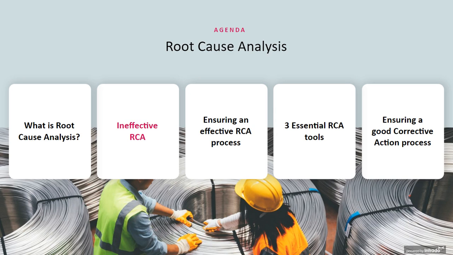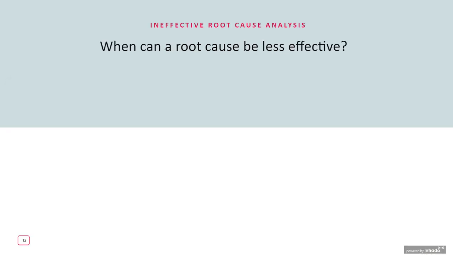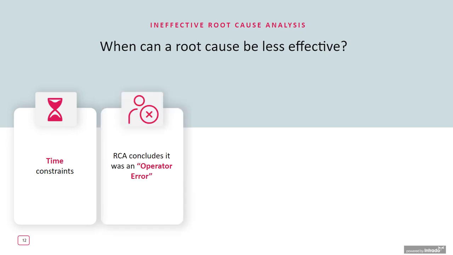Next, we'll look at some examples of ineffective root cause analysis. When can root cause analysis be less effective? It can be less effective when there are time constraints. In other words, you don't have enough time to complete the root cause analysis properly. Root cause analysis concludes that it was due to "operator error." And I put this in quotes because it's one of the most commonly found root causes, but it really is kind of a cop-out. It doesn't really get to the root of the problem necessarily.